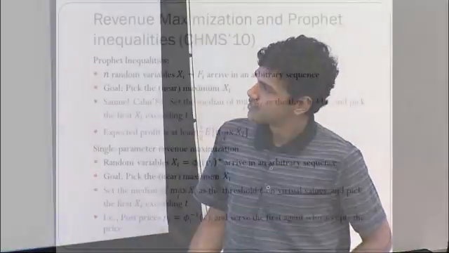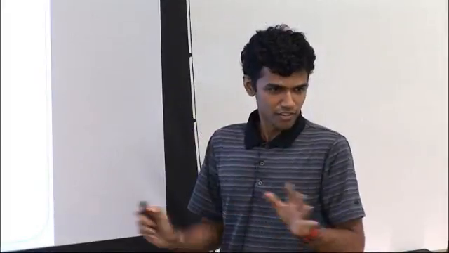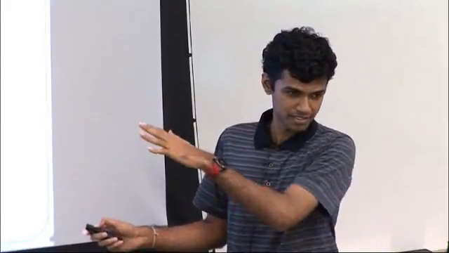Samuel-Kahn had this beautiful result in '84 where she said that you just set a single threshold, not different thresholds, just one threshold, which is the median of the distribution of the max over Xi, and then pick the first random variable which exceeds the threshold. If you do that, then your expected profit is at least half of the expected max value, which is what the prophet gets. So you get half of the prophet's revenue by this single threshold.